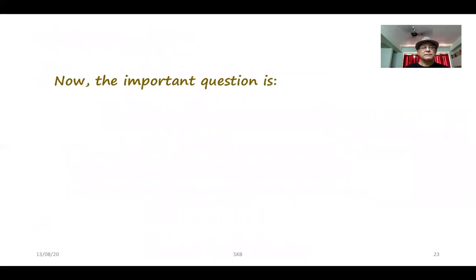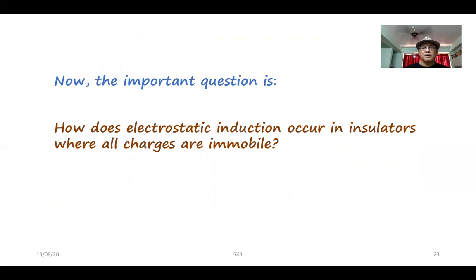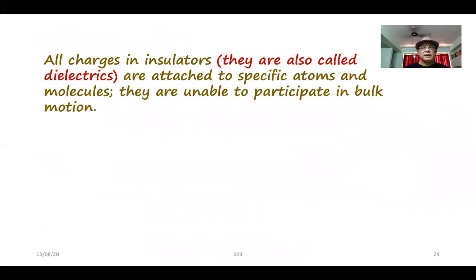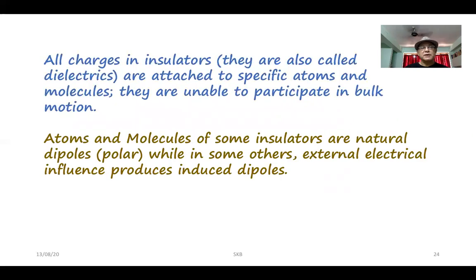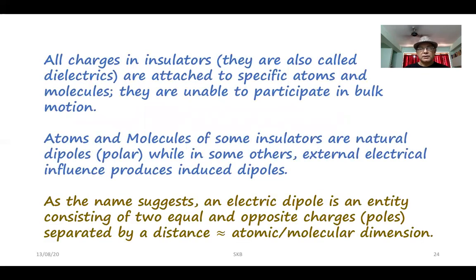Now the important question is, how does electrostatic induction occur in insulators where all charges are immobile? All charges in insulators, they are also called dielectrics, as I have mentioned earlier, are attached to the specific atoms and molecules. They are unable to participate in bulk motion. Atoms and molecules of some insulators are natural dipoles, that is polar molecules, while in some others, external electric influence produces induced dipoles. As the name suggests, an electric dipole is an entity consisting of two equal and opposite charges, that is poles, separated by a distance of the order of atomic or molecular dimension.